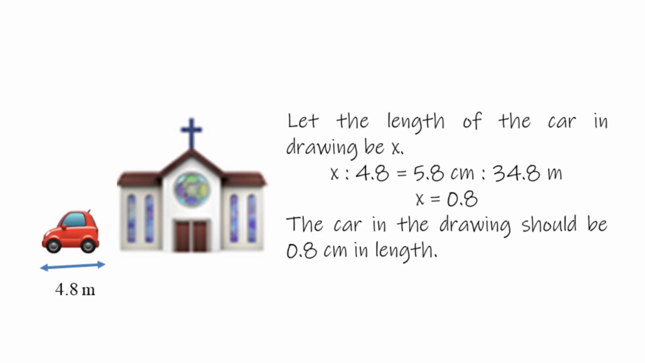If we want to add a car of 4.8 meters long in front of the building in the same diagram, we will draw it with the same scale of 1 to 600. The length of the car in the drawing would be calculated as follows. Let the length of the car in the drawing be x. x to 4.8 is equal to 5.8 to 34.8. x equals 0.8. To make a consistent scale drawing, this car in this picture should be 0.8 cm in length.